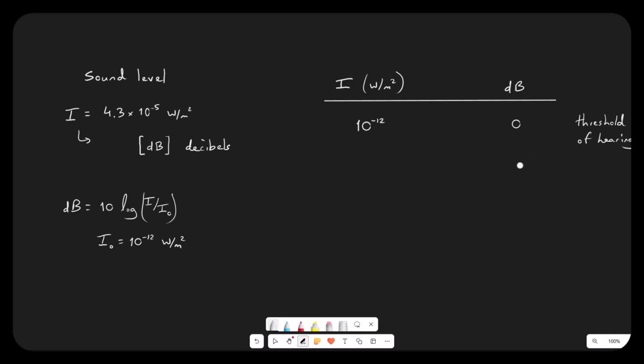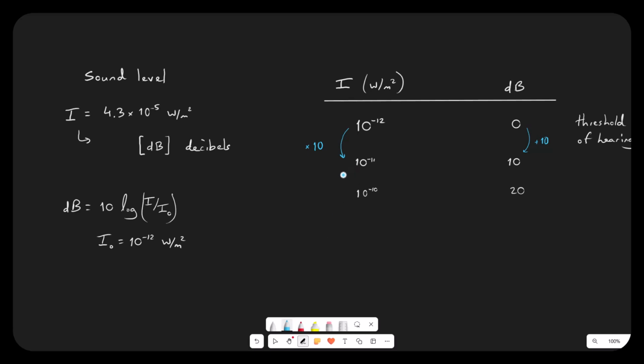And for the most part, this is the quietest sound we're going to hear. It's not 0, but you have to have enough of a sound to be able to hear it. If I increase this by a factor of 10, so 10 to the minus 11th, then I'm going to increase this by 10 decibels. I have gone times 10 over on this side. I've gone plus 10 over on this side, which means if I go to 10 to the negative 10th, I'm going to add another 10.